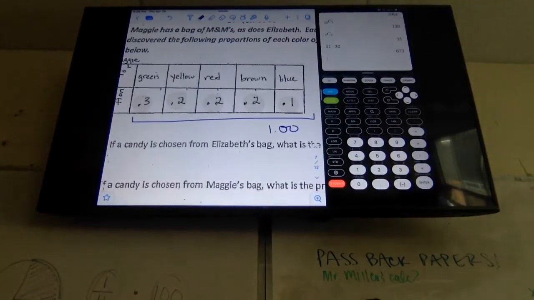You can think of these in your head as percentages if you want. This is 1.00. So that would mean this is like 30%. That's a weird 3. Pretend that says 30%.